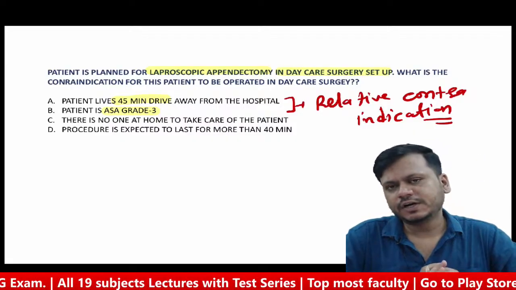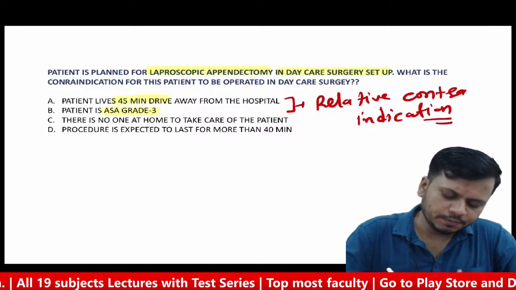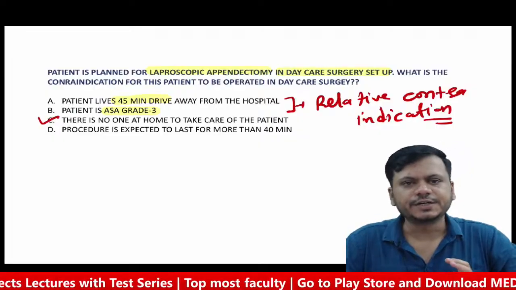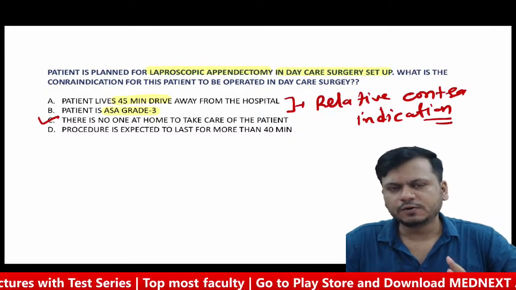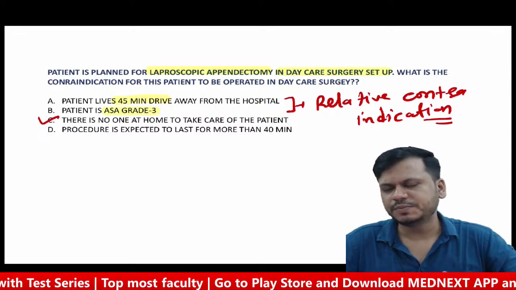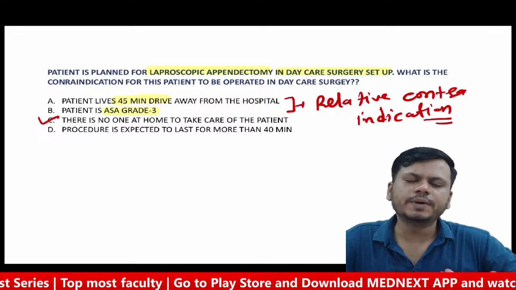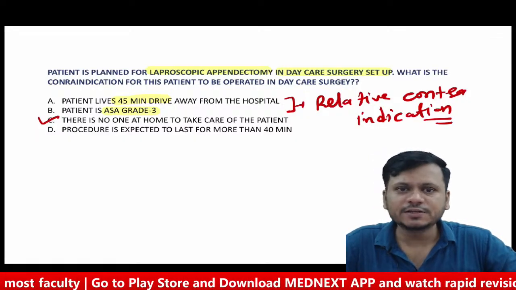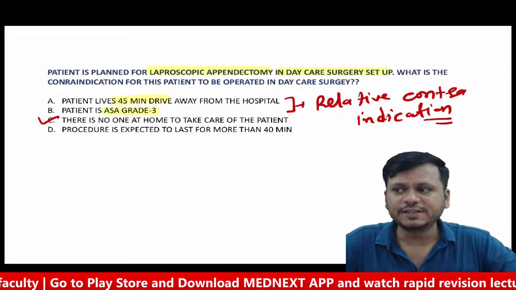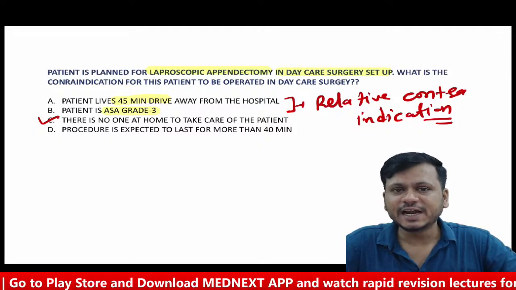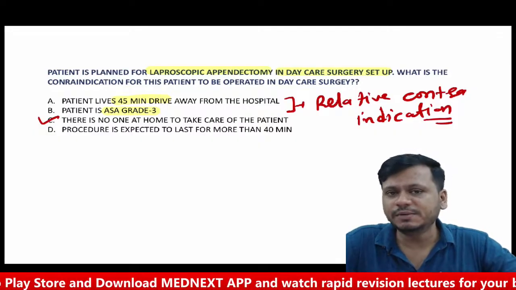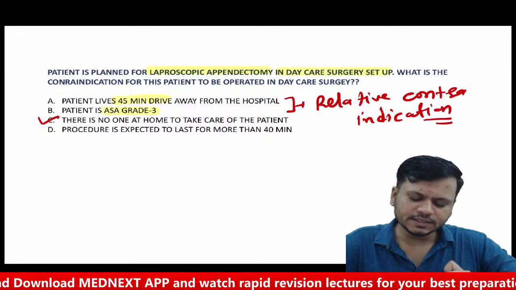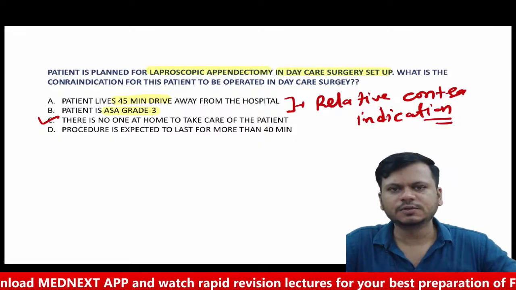The absolute contraindication for this is there is no one at home to take care of the patient. So what can happen? Suppose the patient is having multiple episodes of vomiting at home and goes into shock, right? Someone has to bring that patient to the hospital, right? If there is no one at home, the patient can die of shock. There might be reactionary bleeding. Because of this, the absolute contraindication is there is no one at home to take care of the patient.